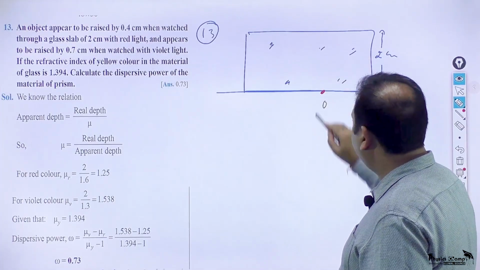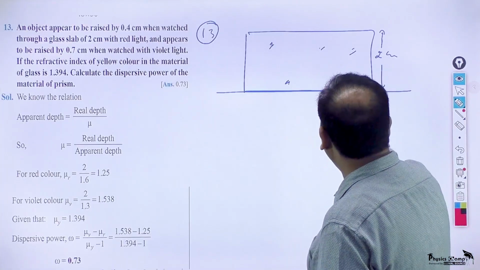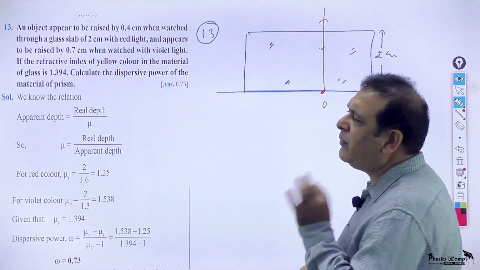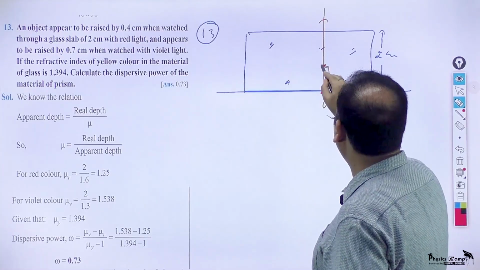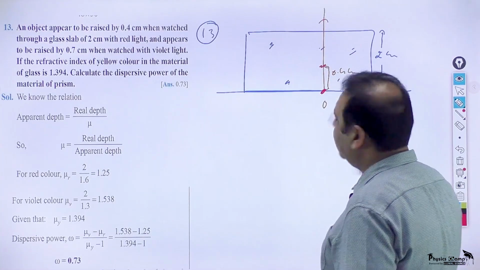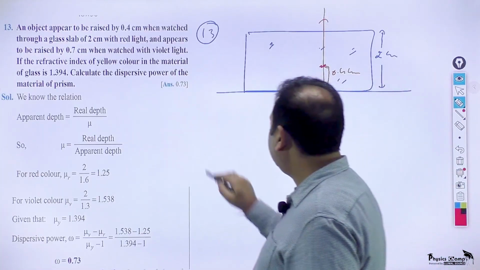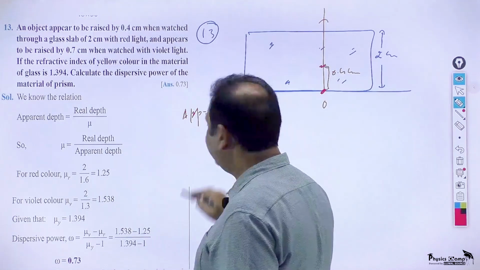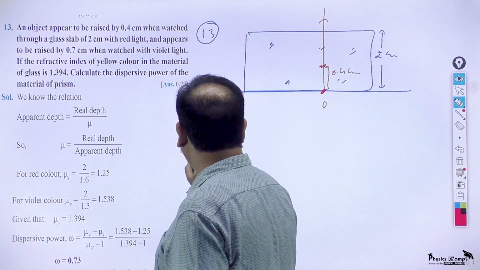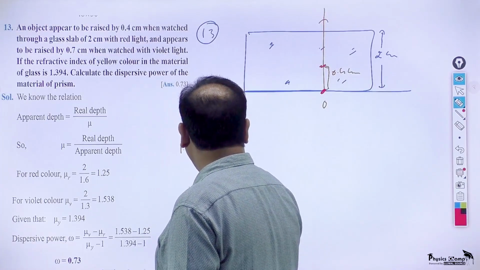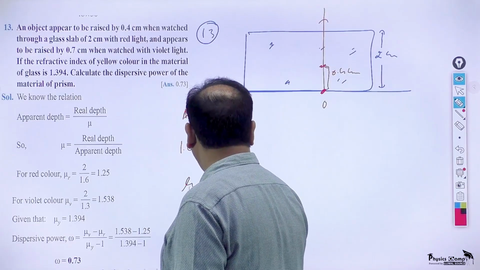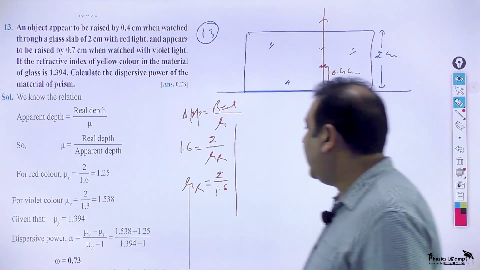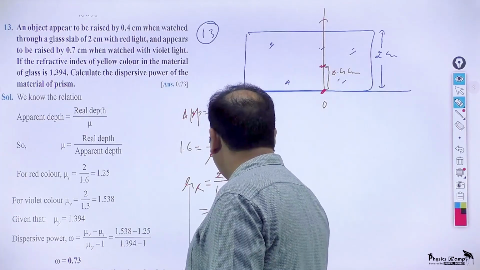First, the object which is here is seen using the red light. The object appears to be raised by 0.4 centimeter. It means the shift is 0.4 centimeter when we are using the red light. So I can say apparent depth is equal to real depth by mu. Apparent depth is 1.6. Real depth is 2 by mu r. So I can get the refractive index of red color as 2 by 1.6, and thus for red color it is 1.25.